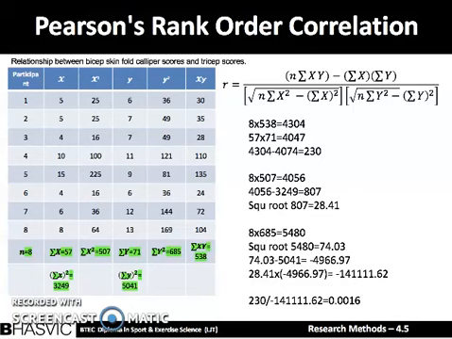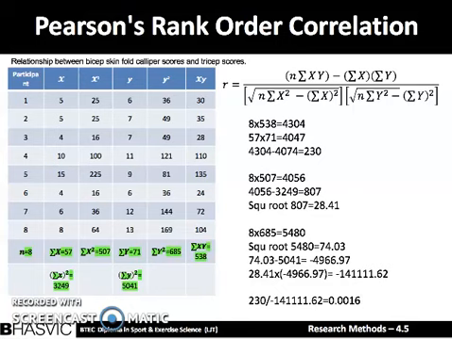So the last stage of that is you take the top half and you divide it by the bottom half, but obviously you've got to multiply those two brackets on the bottom first, so the two stages that we've just done. So that would be 28.41 being the first bracket on the bottom half, and minus 4966.97 being the second bracket on the bottom half. So you multiply 28.41 by minus 4966.97, and that equals minus 141,111.62.